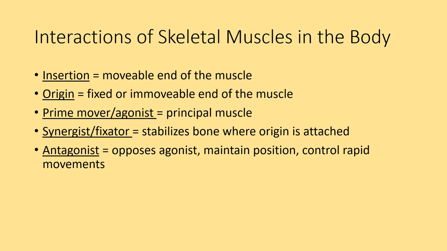The difference between those is that the insertion is the movable end of the muscle. So when that muscle contracts, one end stays either completely still or almost completely still, and the other end is going to move. So the movable end will be the insertion. The fixed or immovable end, the one that's staying stationary, is the origin.